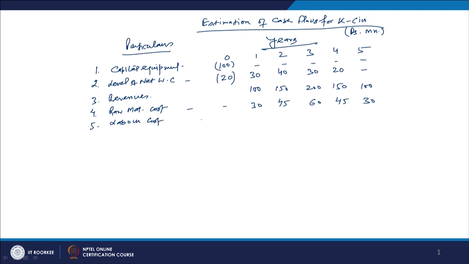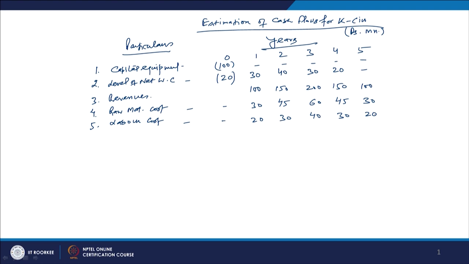Labor cost. How much is the cost of labor going to be? It is given to us that it will be 20% of the sales. So, 20% of sales is how much? Here it is 20, here it is 30, here it is 40, and then it is going to be 30 again, and again 20.